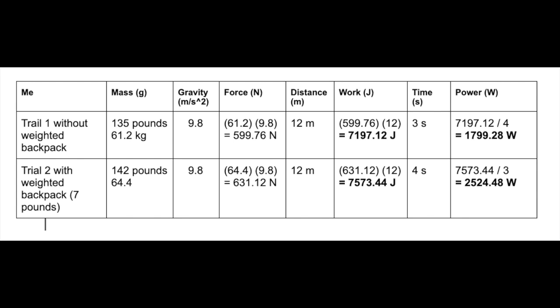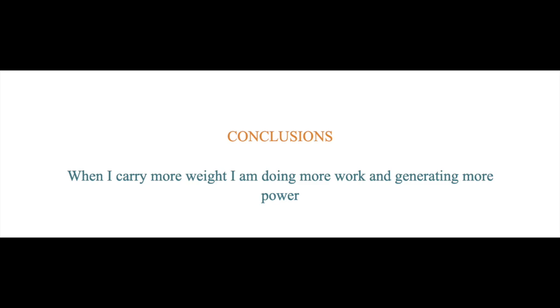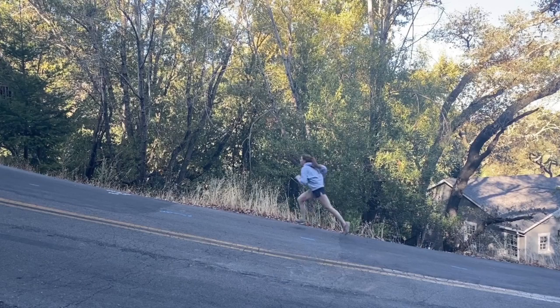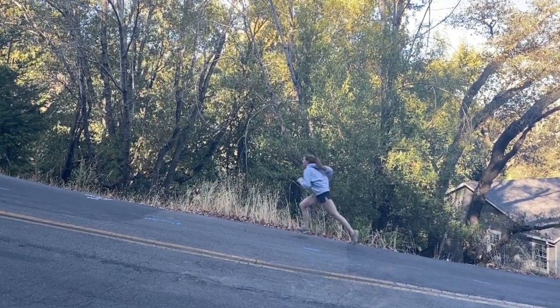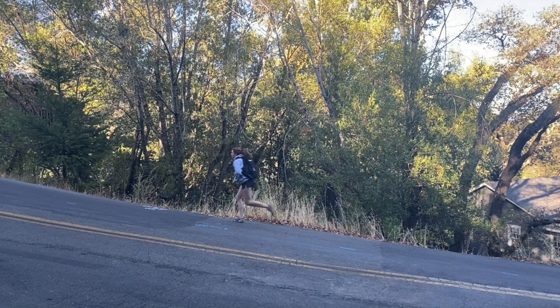Next, I calculated my work in each trial by multiplying the force with the distance I ran. Finally, I calculated my power, dividing the work by how many seconds it took me to run up the hill. By carrying an extra 7 pounds, we can recognize from my data that the amount of work as well as the power generated in the second trial increased. In my first trial, without a backpack, I produced 376 joules less in my second run. Additionally, from my calculated power, I generated 725 more joules by carrying 7 pounds.